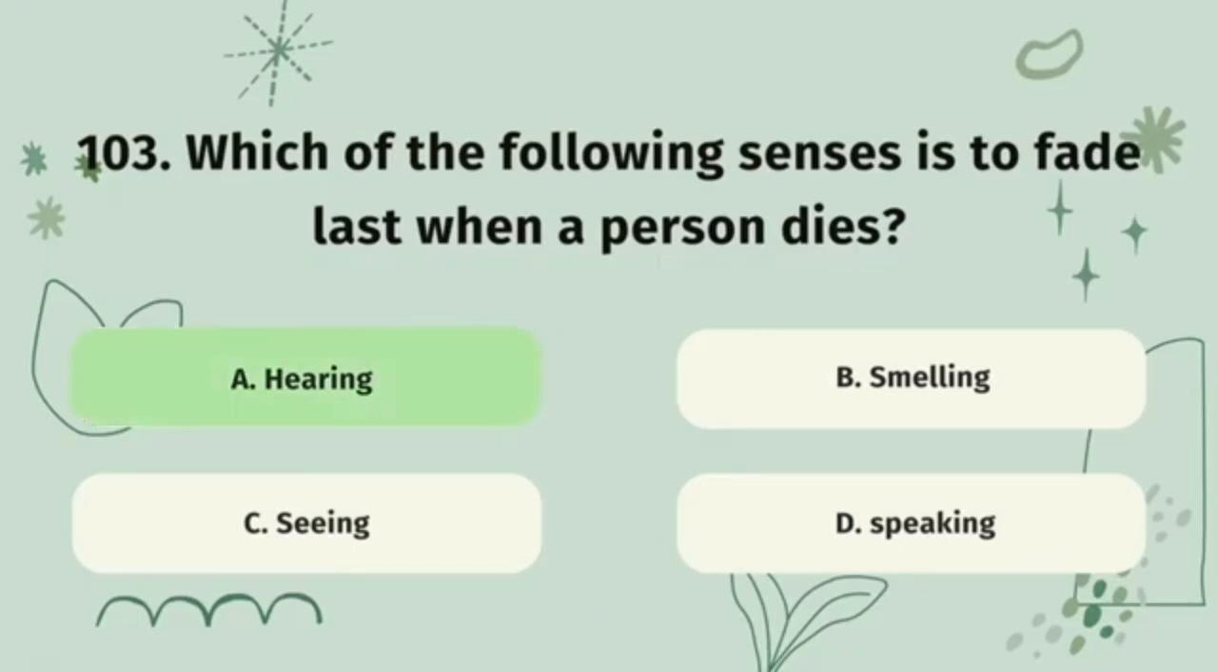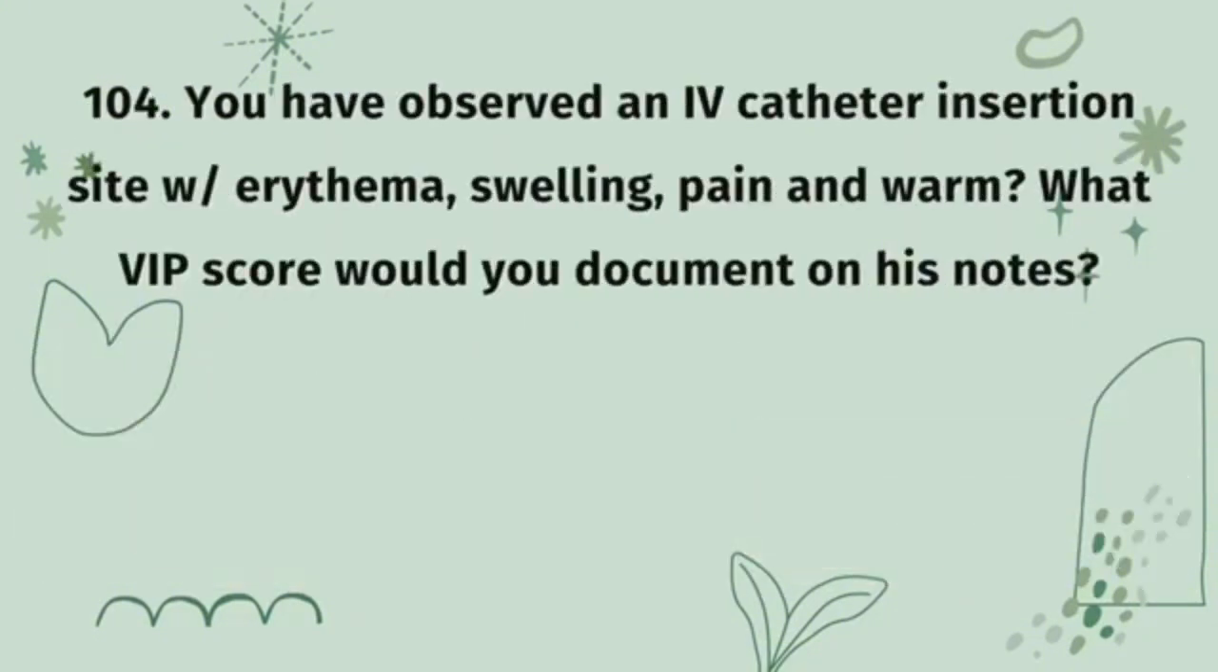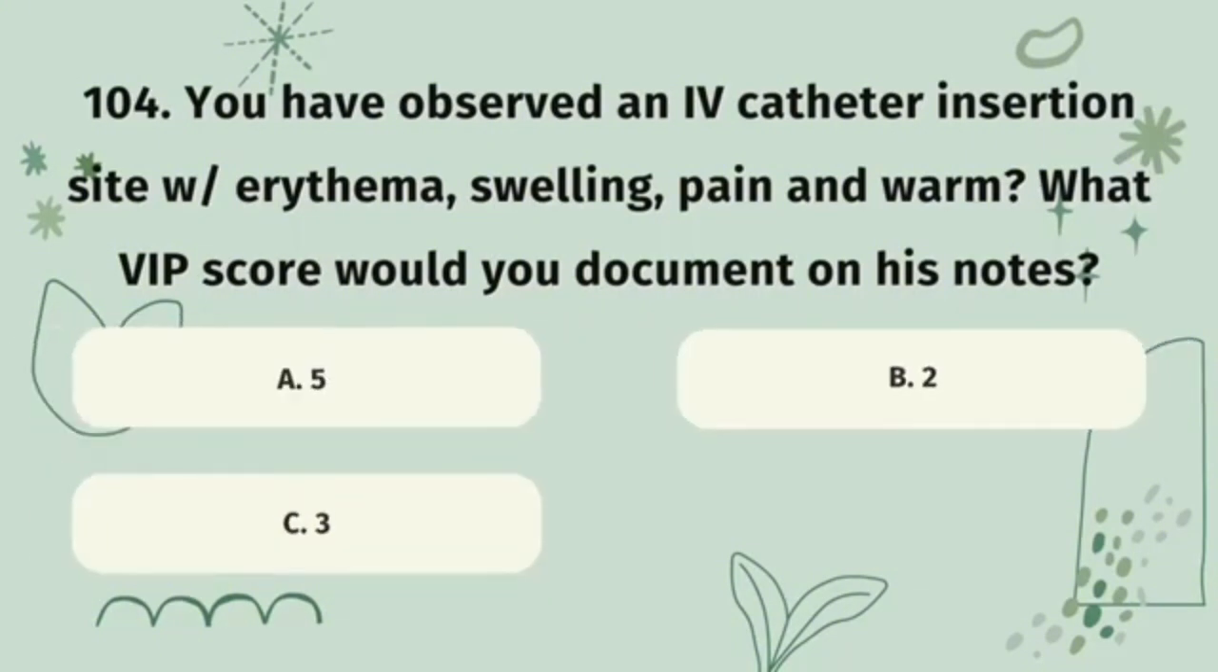The correct answer is A. Question 104. You have observed an IV catheter insertion site with erythema, swelling, pain, and warmth. What VIP score would you document in his notes? Option A, 5. Option B, 2. Option C, 3. Option D, 4.